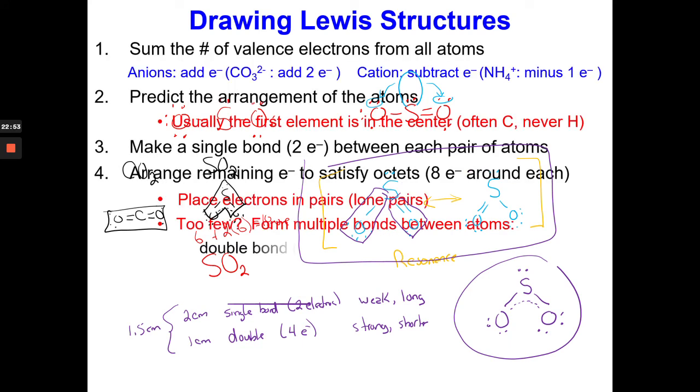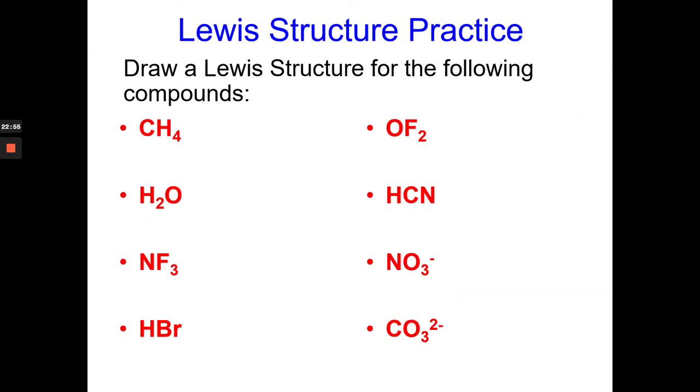Okay? Now, I'm just about ready to stop here. What I would suggest that you do is, I have here 8 molecules for you to draw out the Lewis structure for. A couple of them, nitrate and carbonate, have a charge on it, so you have to take care of that. Remember, if you have a negative charge, you got to add electrons. Try to draw out the Lewis structures on your own. Tomorrow, we will go through them.